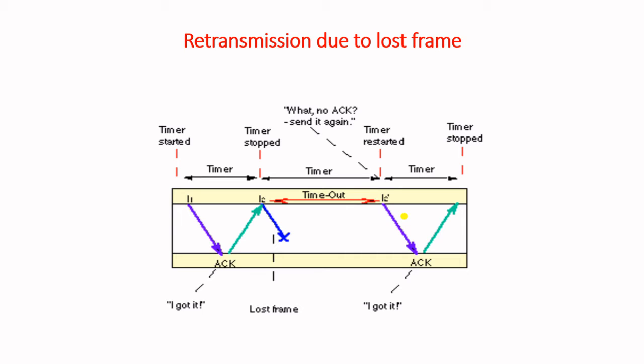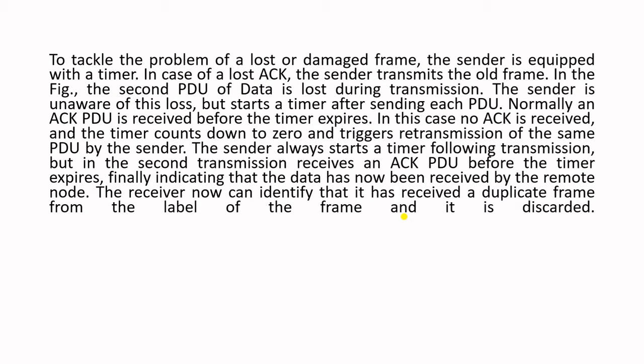Okay, so here it is written, the sender is unaware of this loss but starts a timer after sending each PDU. Normally an acknowledgement PDU is received before the timer expires, but in this case no acknowledgement is received and the timer counts down to 0 and triggers transmission of the same PDU by the sender.